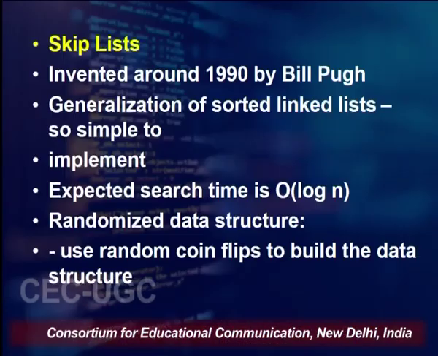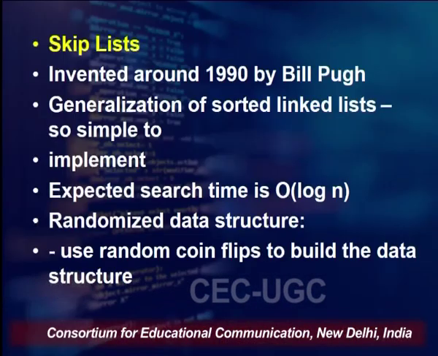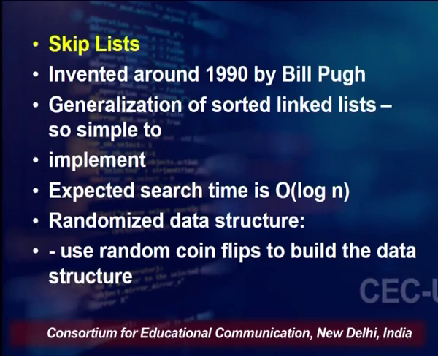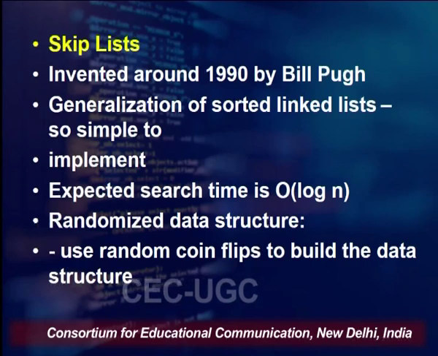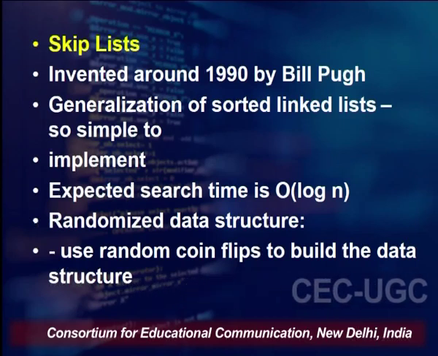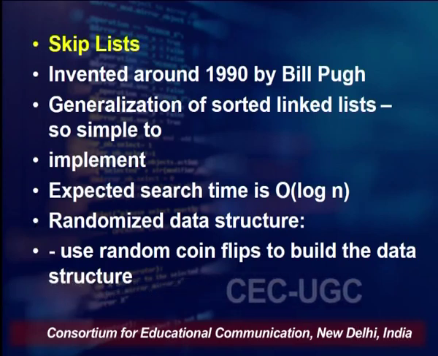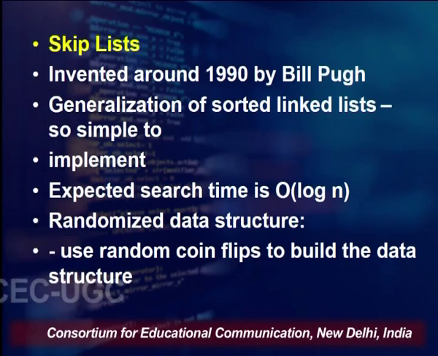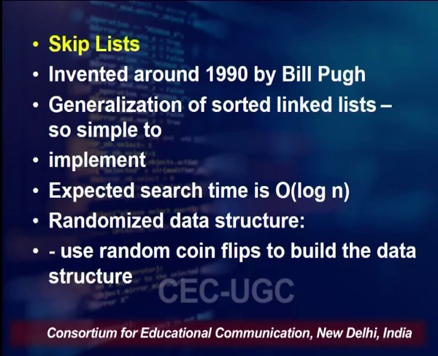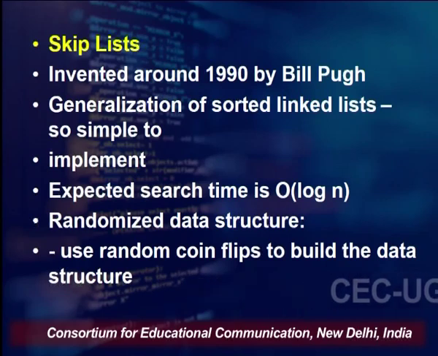So skip list is basically a data structure which was invented around 1990 by Bill Pugh, and it is, as I told you, a generalization of the linked list but in the sorted form, and hence it is so simple to implement. Search time, unlike the normal linked list, is going to be order log n, but with a disclaimer that the search time which I am talking about here is the expected search time. Now what is this expected search time? I'll tell you in a moment.